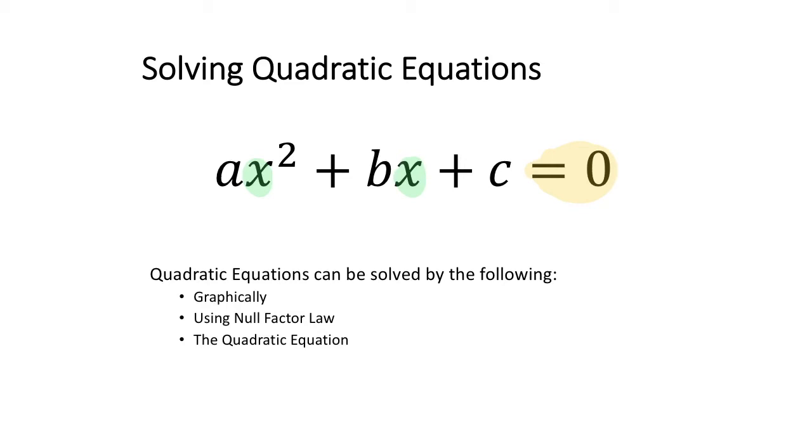So we can solve quadratic equations by a couple of different methods. The first method is graphically, so having a look at a graph or drawing a graph and being able to determine what the x-intercepts are. We can use the Null factor law, which, if we are getting an answer of 0, then one of the factors that we are multiplying has to be 0. Or we can use the quadratic equation to work out what our values of x are going to be. In this video, we're going to have a look at the Null factor law to work out what our values of x are.